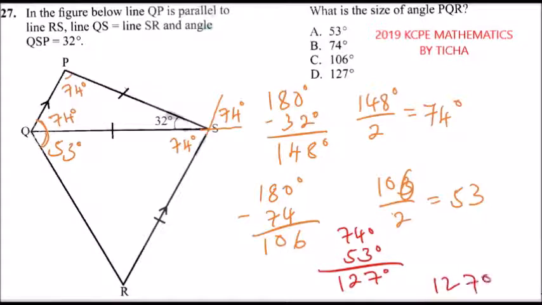And if you check your answers, that is the correct answer, D. So that's how you work out that. Here you are being tested whether you know corresponding angles and vertically opposite angles, and you'll be able to work out that question.